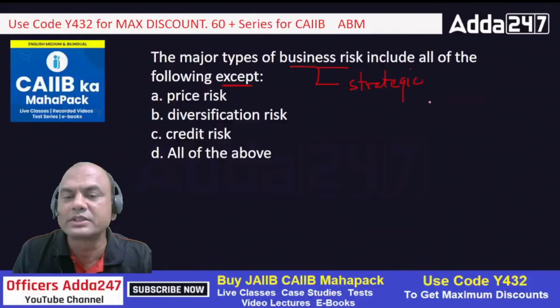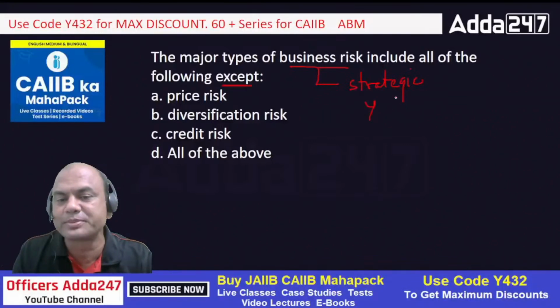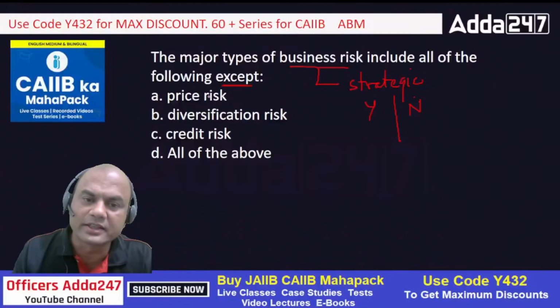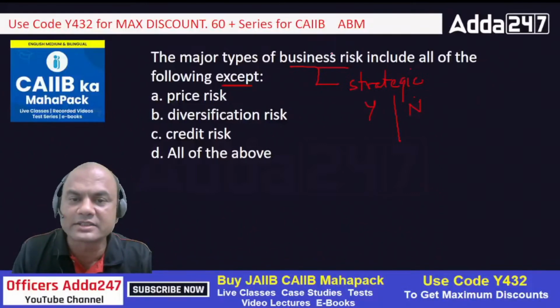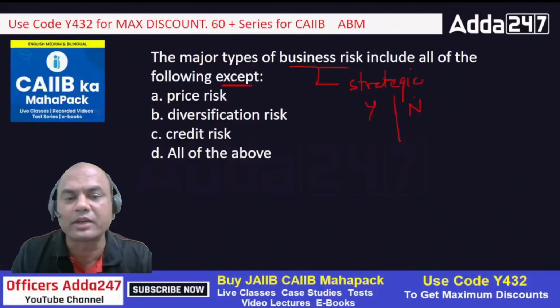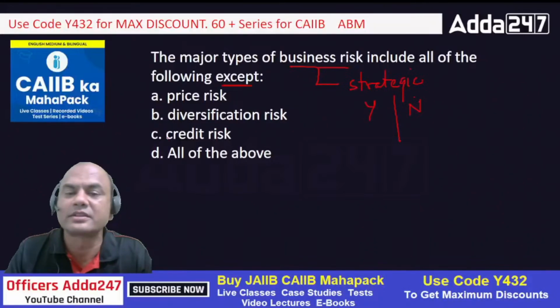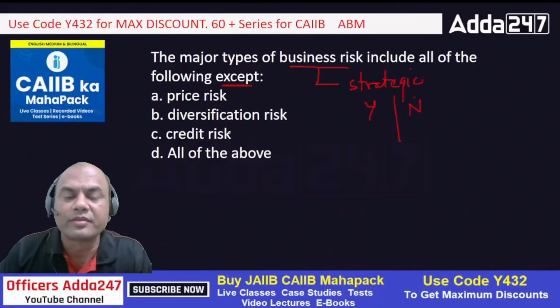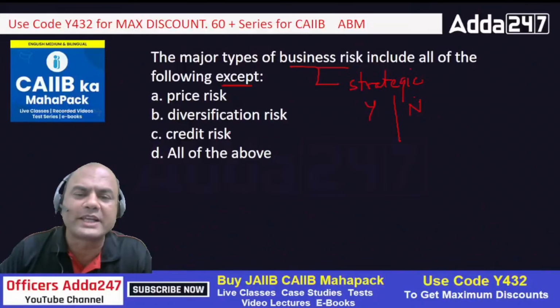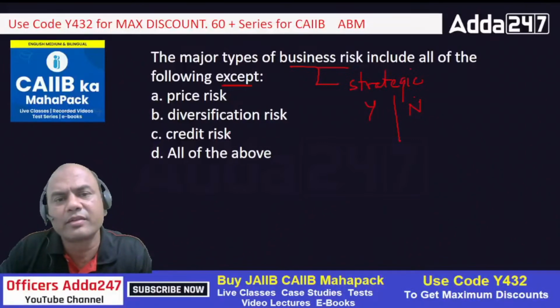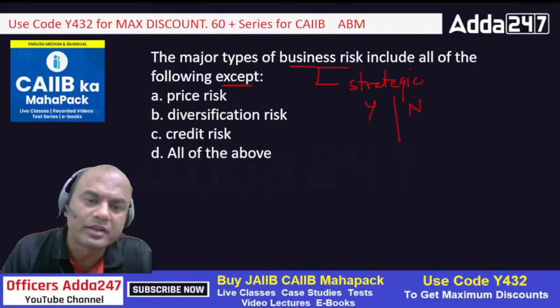So we'll make these two sections now. Yes means yes business risk, no means no business risk, okay? So price risk, is it a part of this strategic risk? Diversification risk, is it a part of strategic risk? Credit risk, is it a part of strategic risk? Strategic means long-term thinking. Will price be affected because of long-term thinking? Yes or no?